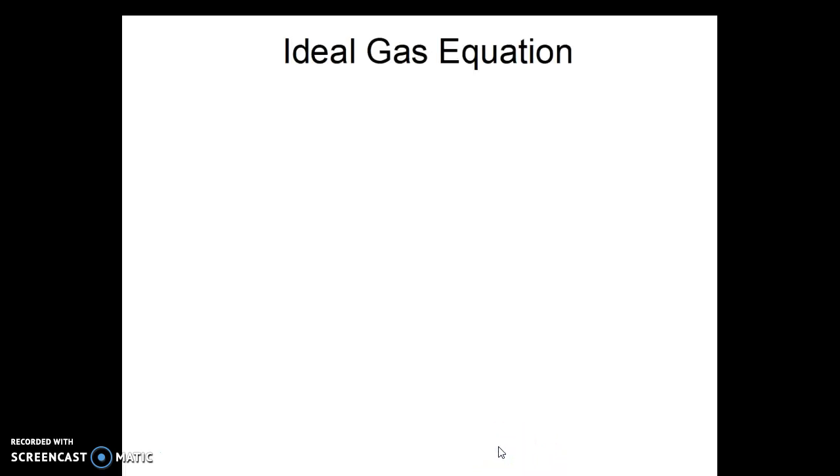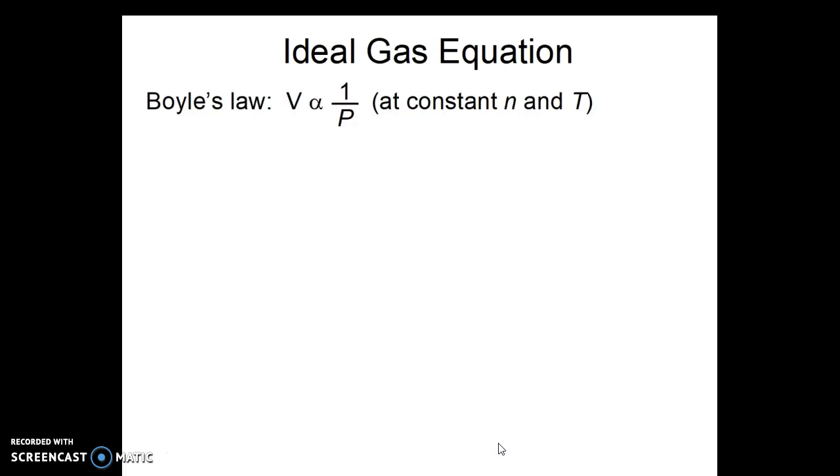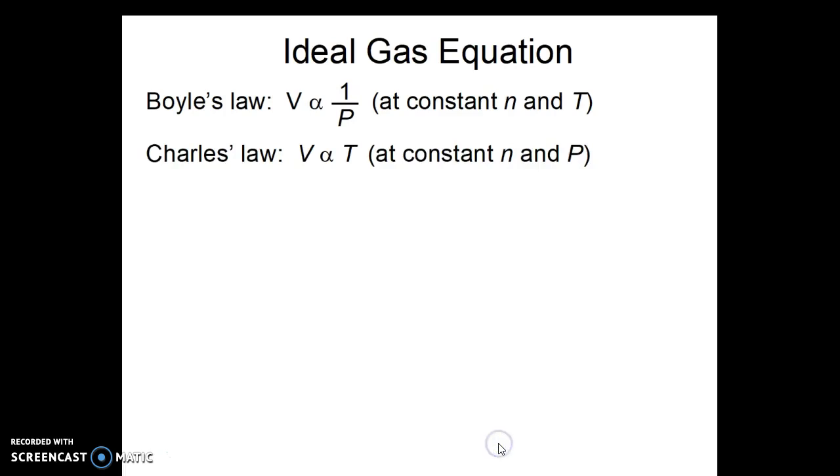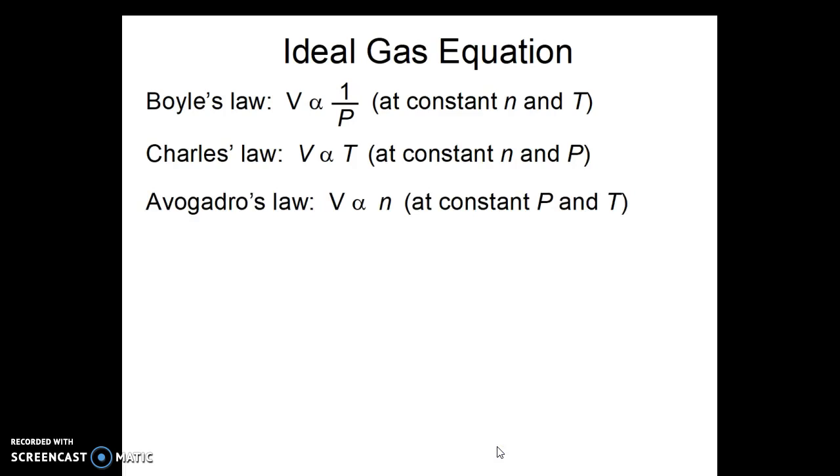This leads us to the ideal gas equation. Boyle's law relates volume directly to the reciprocal of pressure. Charles' law relates volume directly with absolute temperature, and of course with the usual constants. Avogadro's law relates volume to the number of moles at constant pressure and temperature, and therefore we can put those all together and we get the volume is directly proportional to the number of moles times the absolute temperature divided by the pressure.